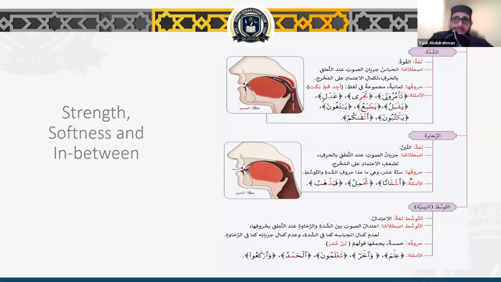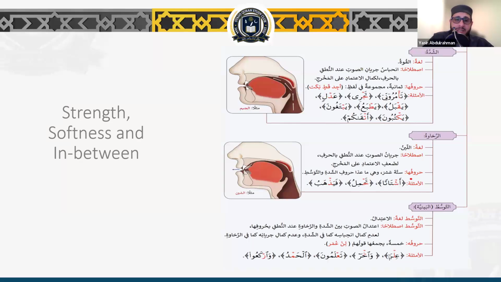Shidda means strength, meaning the sound gets blocked, especially when you pronounce the letter with a sukun. When you stop on it with sukun, the sound on the jim is blocked. That's it. You can't go behind that. You can't keep going like the sheen, for example, when you say ash. So the sound is continuing. Yeah, that's a sifa, a characteristic for the letters.